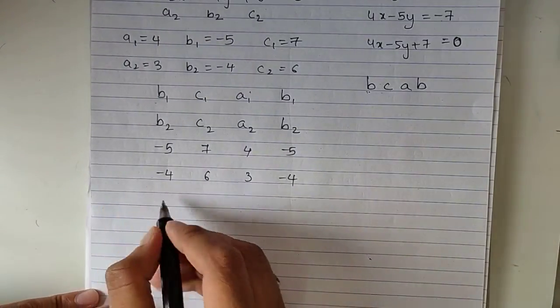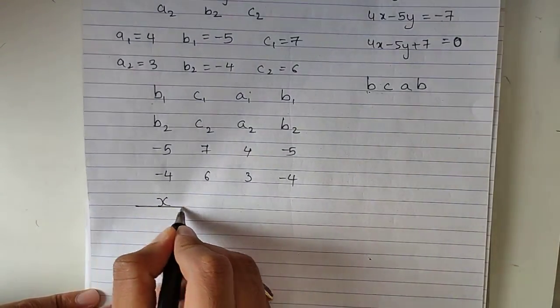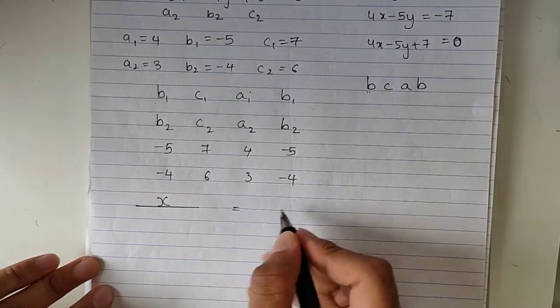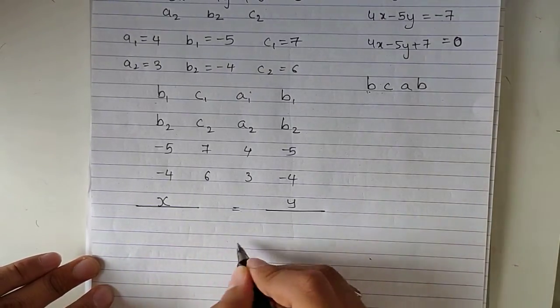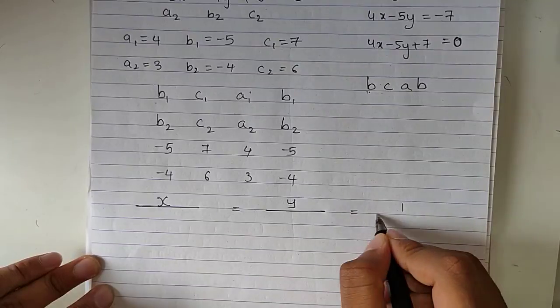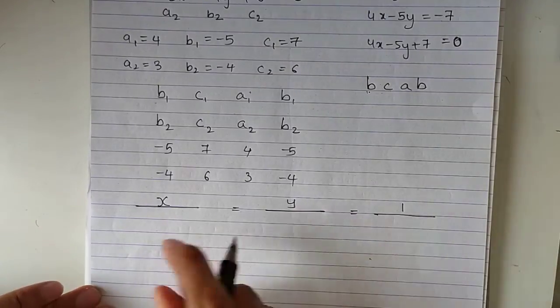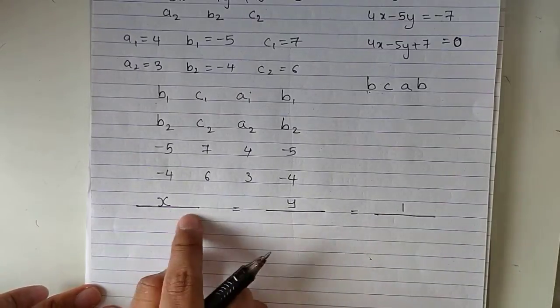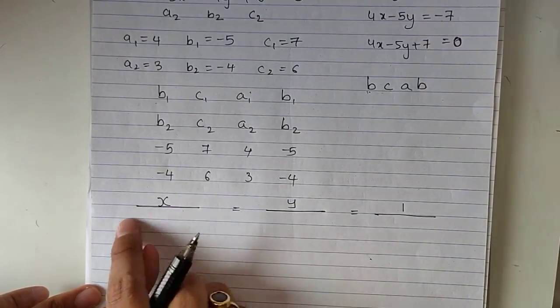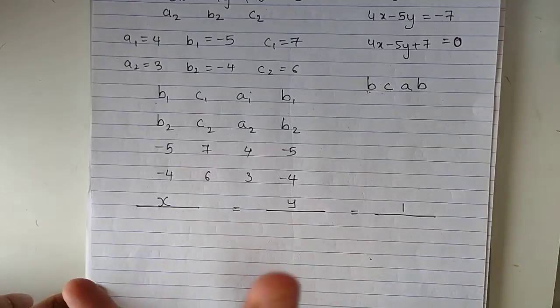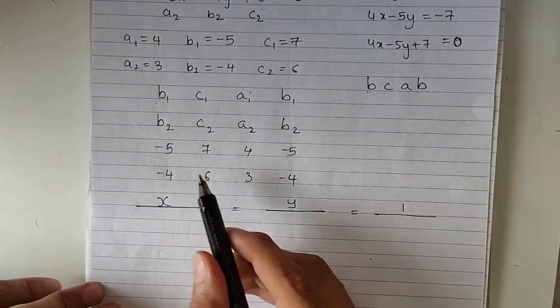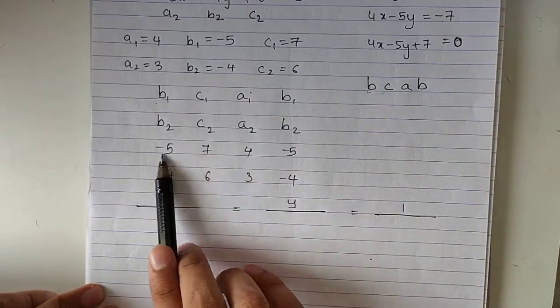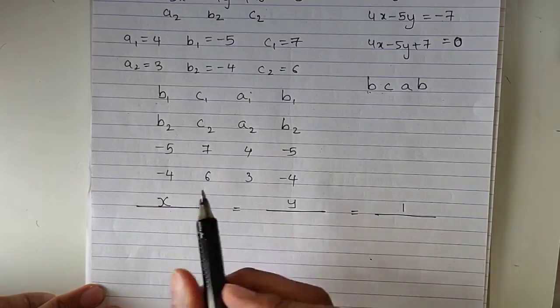But before that, you have to write it like this: x upon equals y upon equals 1 upon. Okay, now what will come in this denominator, I'll tell you. Okay, before that, what will come here? First, let's start with x. What will come in the denominator? So pay careful attention. See these first two columns. Okay, cross multiply.